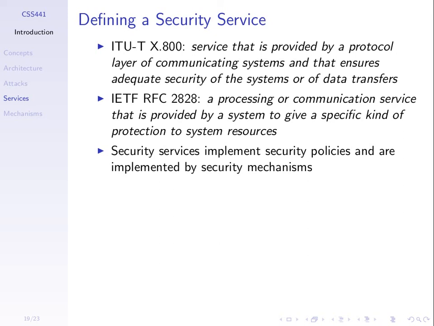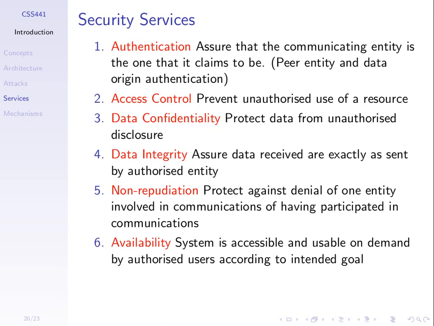So before we get to them, let's list the key 6 security services. We'll not look at policies. These are the main security services provided in computer and network security: authentication, access control, data confidentiality, integrity, non-repudiation, and availability.